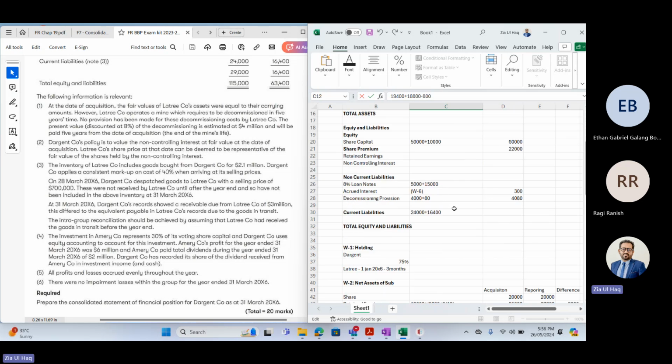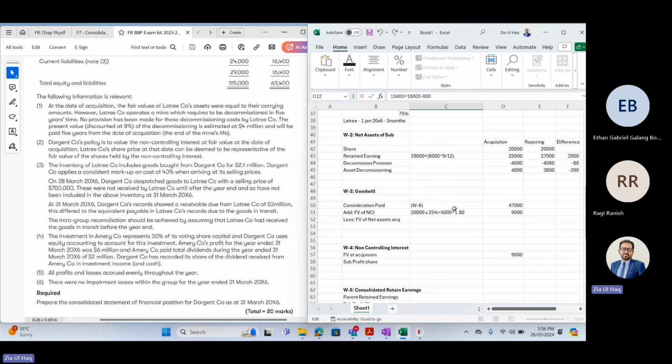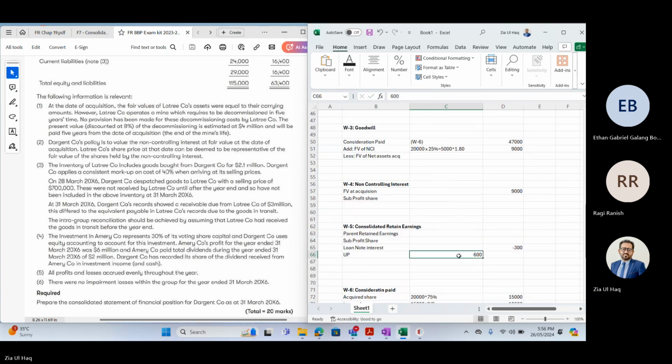And we need to adjust with consolidated reserve. By this we need to reduce consolidated reserves, because this is profit included. So 800 unrealized profit adjustment we need to make.